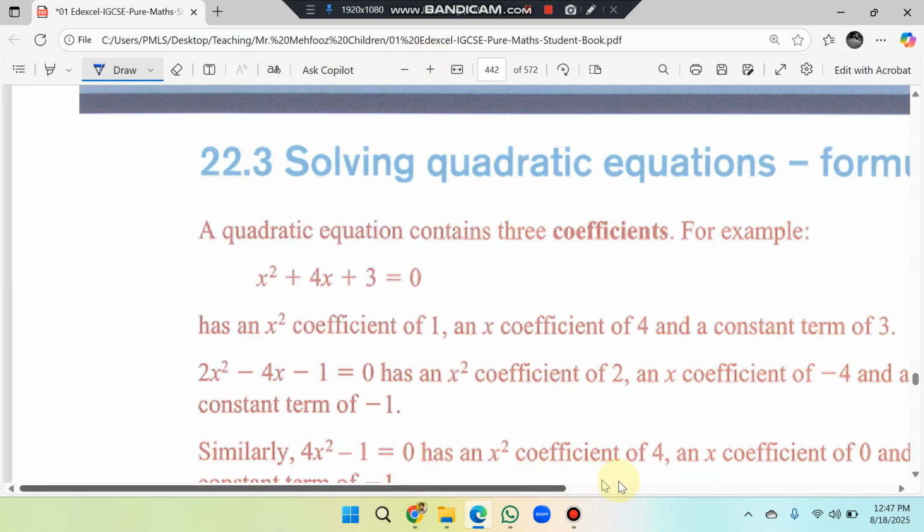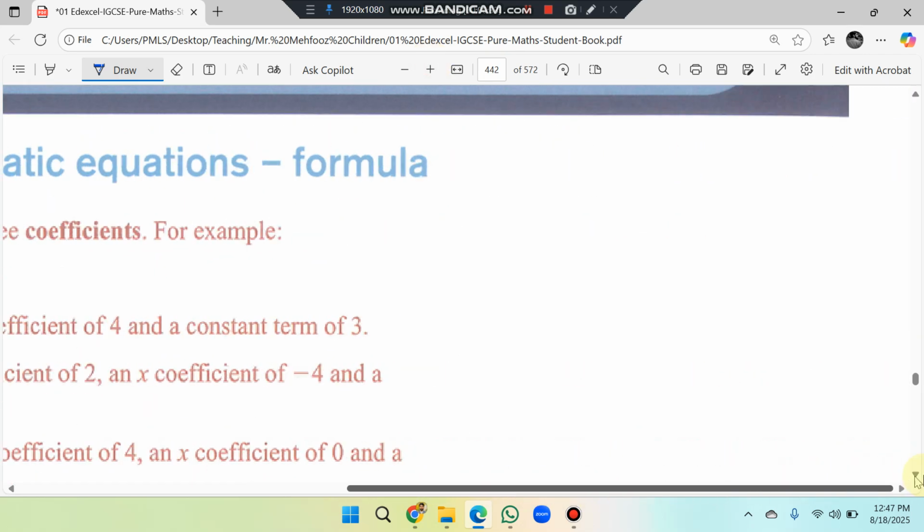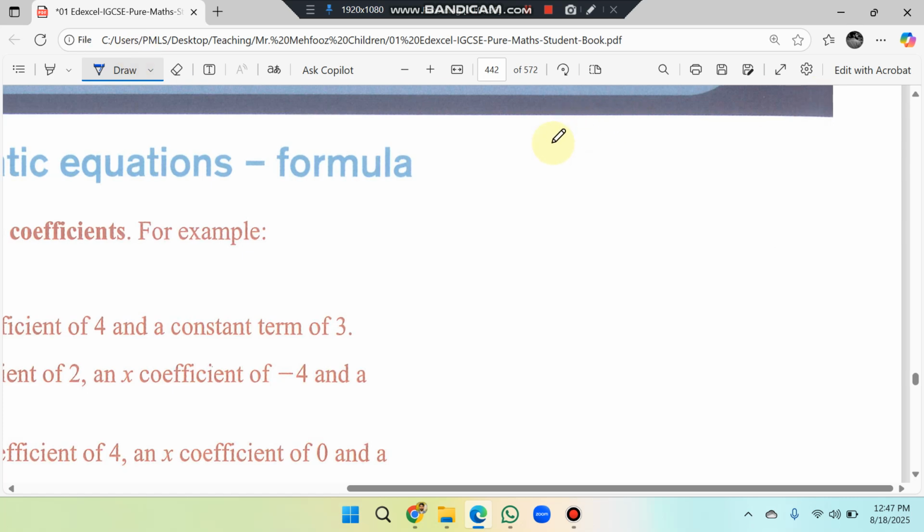So that can be written as, yes, this one. Our general equation is ax square plus bx plus c is equals to 0. Is it okay? So how we can solve this equation using the completing square method?